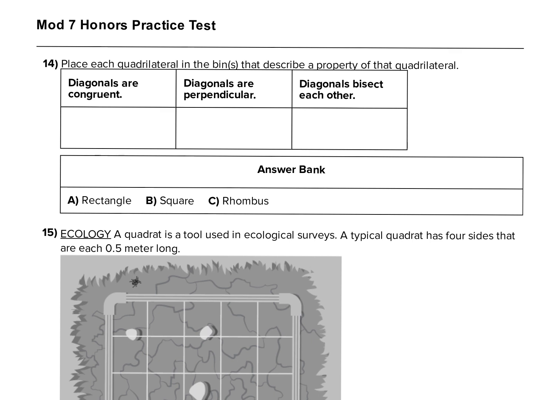So it says place each quadrilateral in the bin that describes a property. So the diagonals are congruent. Now, I've already mentioned several times that happens, that it is a rectangle. All rectangles have their diagonals that are congruent. But you also have to remember that a square is also a rectangle. So both the square and the rectangle have diagonals that are congruent.